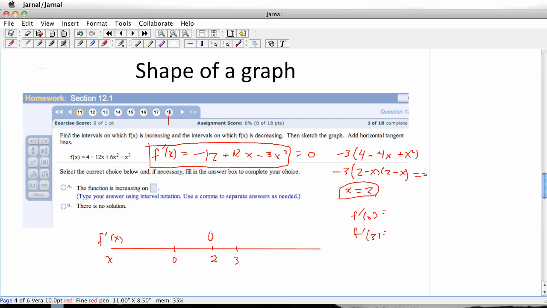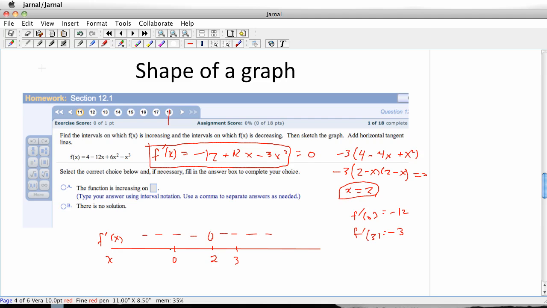When we put 0 in here, we get negative 12 plus 0 minus 0, so f prime of 0 is negative 12. For f prime of 3, I would get negative 12 plus 36, which is 24, minus 3 times 9, which is minus 27, giving negative 3. So on my sign chart for f prime, I will have negative values on this side because f prime of 0 was negative, and negative values on this side because f prime of 3 was negative.